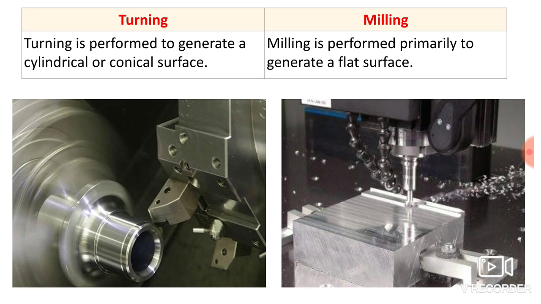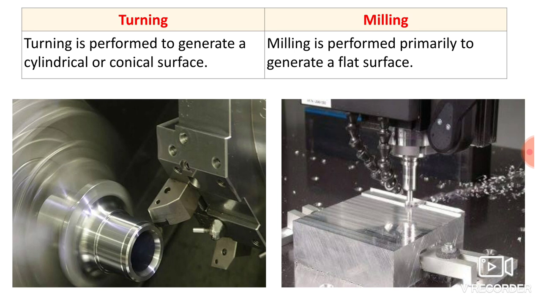Basically the turning process is carried out for processing a cylindrical or conical component, which depends on the type of motion given by the cutting tool. In the first image, you can see the workpiece is attached to the chuck of the lathe machine and the single point cutting tool is attached to the turret.